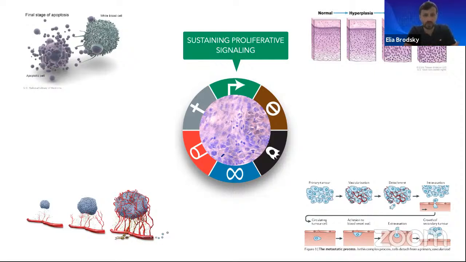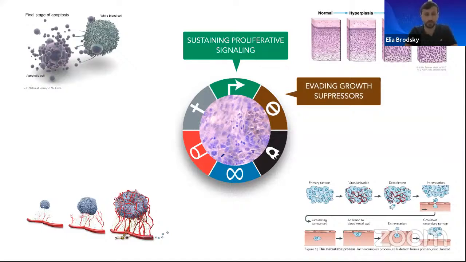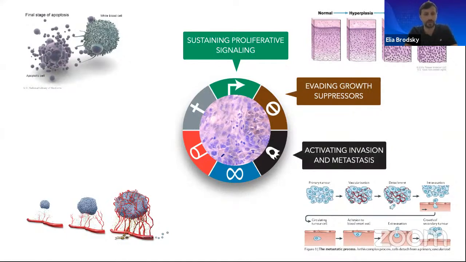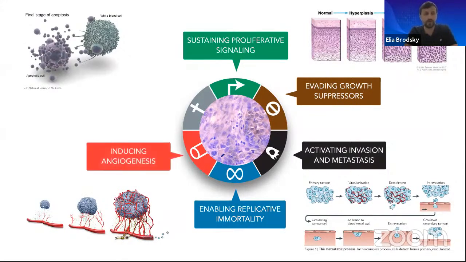When we think about these hallmarks, there are essentially the original 6 hallmarks of cancer. 1, sustaining proliferative signaling. 2, evading growth suppressors. 3, activation of invasion and metastasis. 4, enabling replicative immortality. 5, inducing angiogenesis. And 6, resisting cell death. In recent times, an additional 4 have been added: deregulating cellular energetics, avoiding immune destruction, tumor-promoting inflammation, and genome instability and mutation.